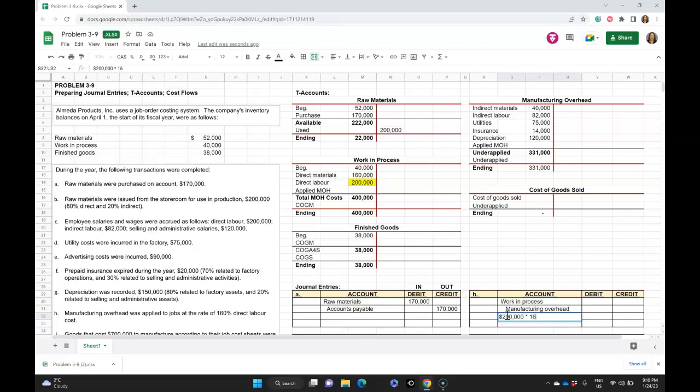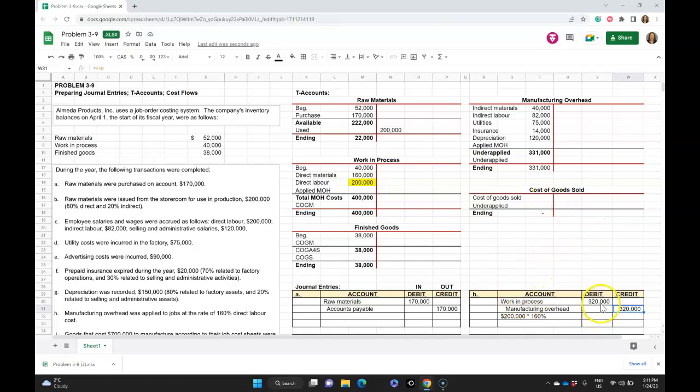So they're saying we're going to allocate 200,000 times 160%. So we're just going to pretend that manufacturing overhead is 320,000. So I just took the 200,000 and multiplied that by the 160. So in a perfect world, it would be the actual manufacturing overhead, but again, the problem is I don't know the actual overhead until the end of the year.